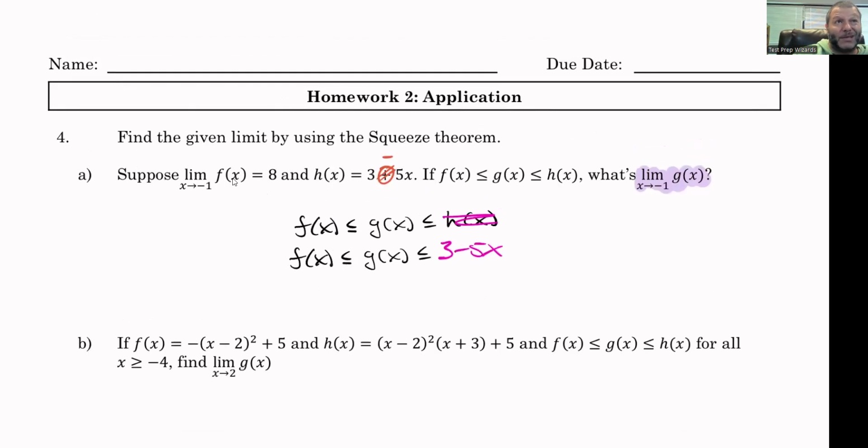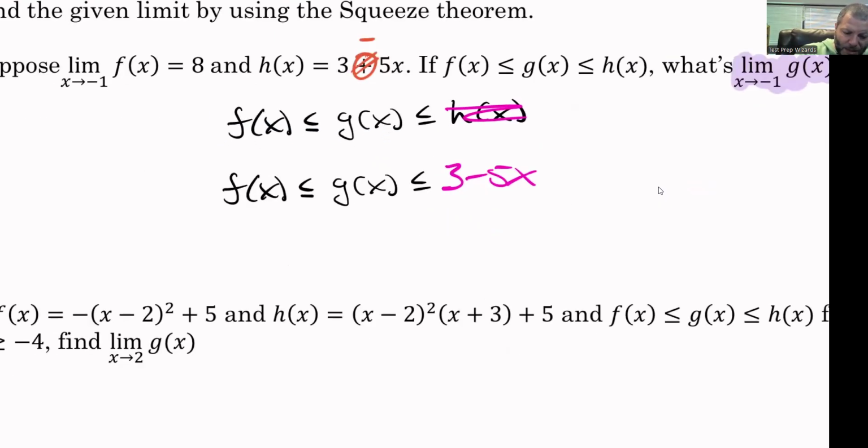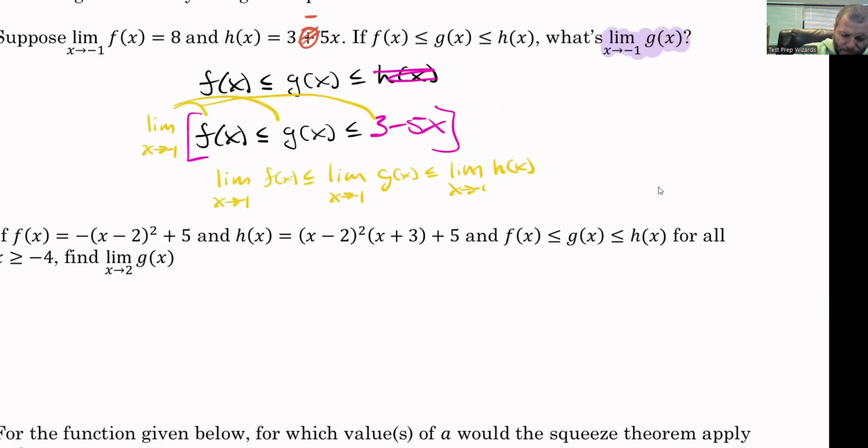So let's now take some limits because, hey, I want the limit as x approaches -1 of g of x. So if we take some limits here, in essence distributing this limit as x approaches -1, we'd have the limit as x approaches -1 of f of x, which is going to be less than or equal to the limit as x approaches -1 of g of x, which is going to be less than or equal to the limit as x approaches -1 of h of x. Or I'm going to just cheat a little bit, that's 3 minus 5x, so why write it a bunch of times.